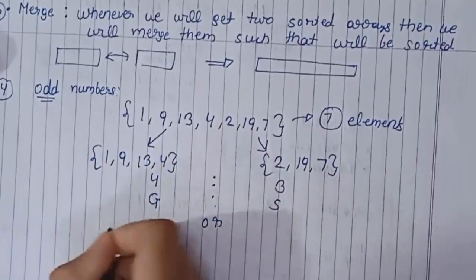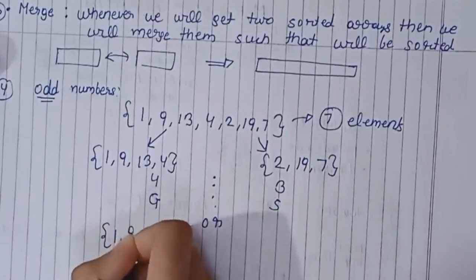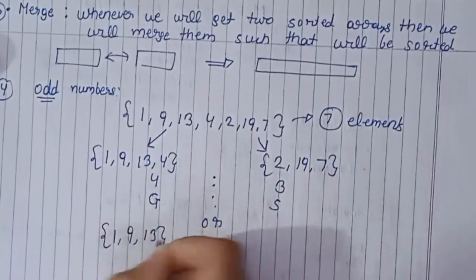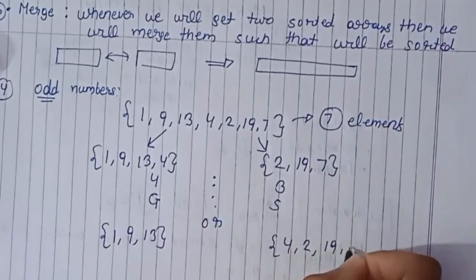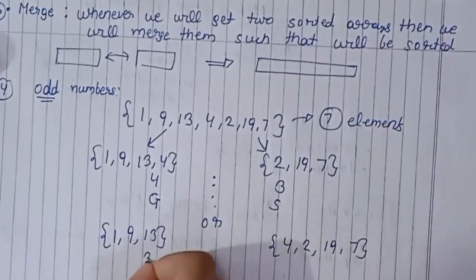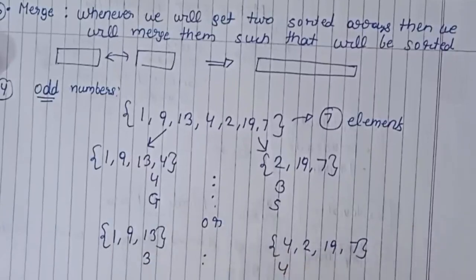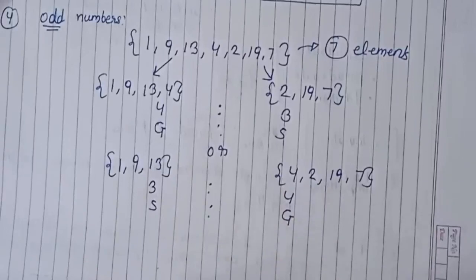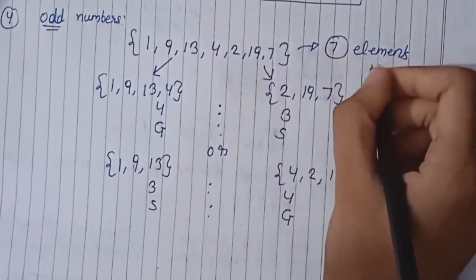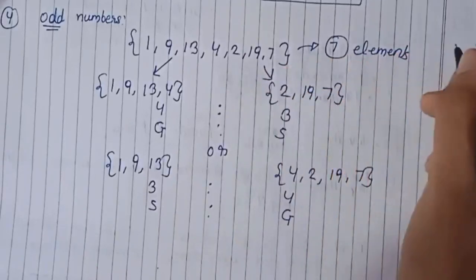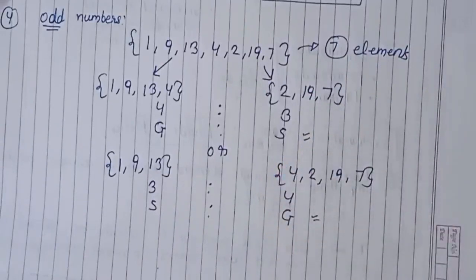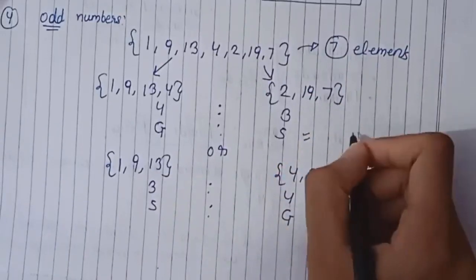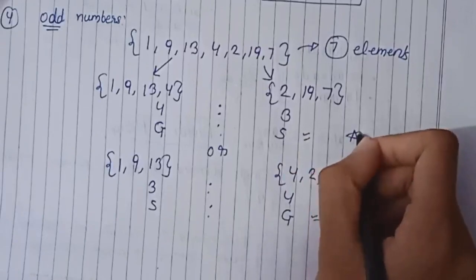And the second possibility is 1, 9, 13, 4 to 19, 7. That is, the ratio is 3 is to 4, that is smallest is to greatest. So while dividing an odd number of elements array, you can use any of these procedures. In this session we will be focusing on this procedure.